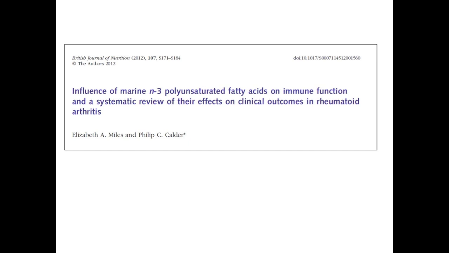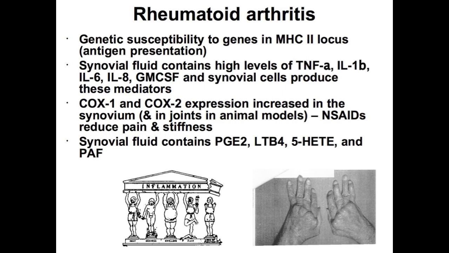So if you're interested, this is a review that Liz Miles and I published in British Journal of Nutrition in 2012 on EPA and DHA in the context of rheumatoid arthritis. So there's a genetic susceptibility to arthritis, of course, and that susceptibility is something to do with immunity and driving inflammation. It's an autoimmune reaction.